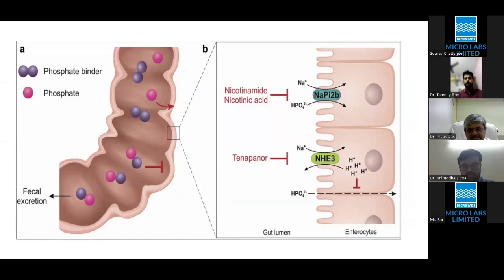The name of the drug which can be used additionally when we have refractory hyperphosphatemia. The top of the phosphate binder is tenapanol. Tenapanol, yes, sir. Tenapanol can be used. FDA approved.